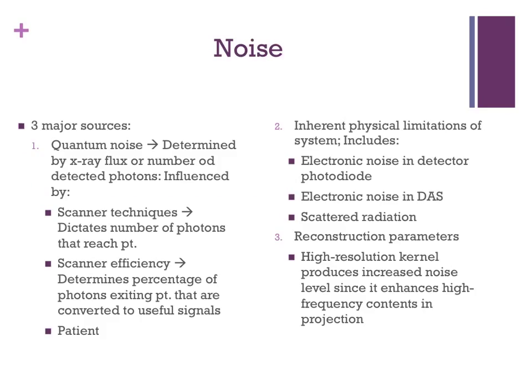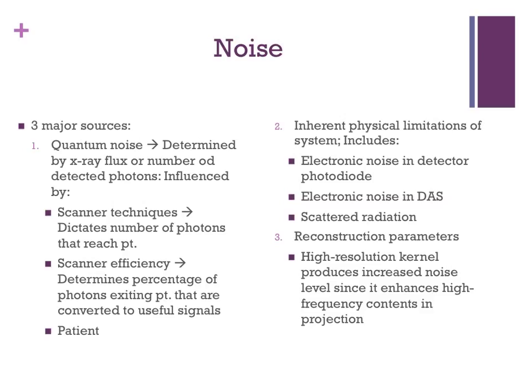There are 3 major sources that contribute to noise in an image. First, we'll talk about quantum noise. This is determined by the X-ray flux or the number of detected X-ray photons. It is influenced by scanning techniques, scanner efficiency, and the patient. The scanning technique dictates the number of photons that reach the patient, and the scanner efficiency determines the percentage of the photons exiting the patient that are then converted to useful signals.